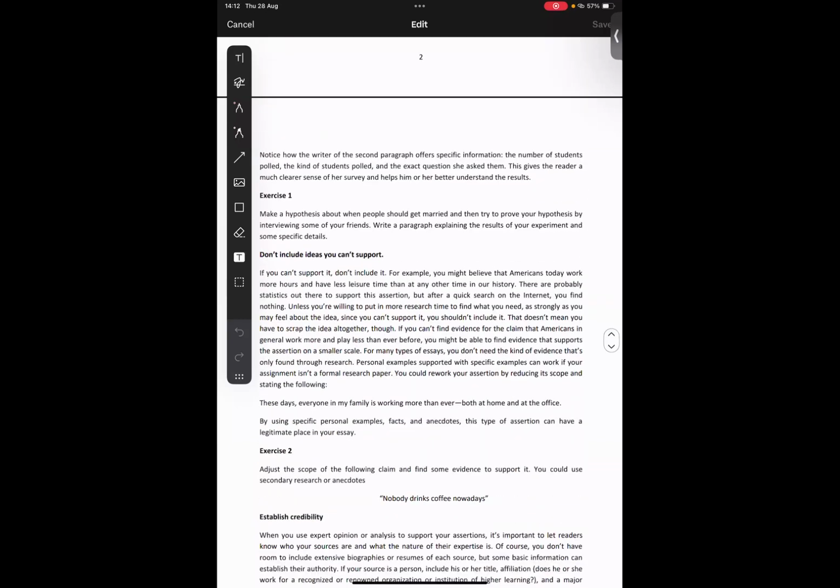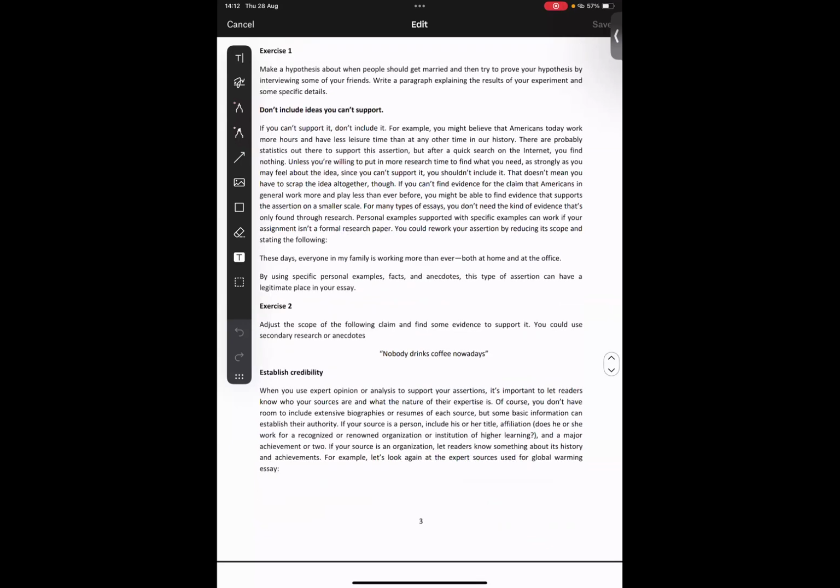Now, I would like you to have a go with exercise one. So I want you to make a hypothesis about when people should get married, and then try to prove your hypothesis by interviewing some of your friends. Then you want to write a paragraph explaining the result of your experiment and some specific details. Okay, so first make a hypothesis about when people should get married.